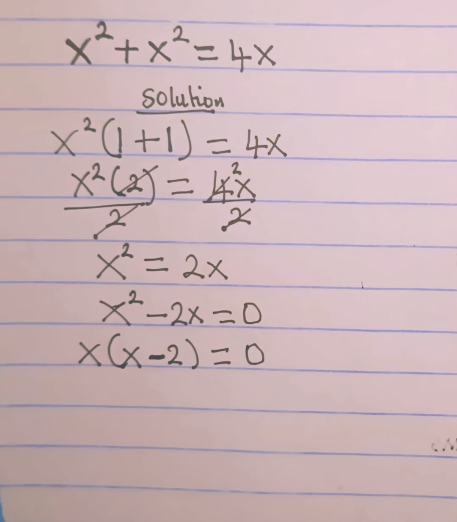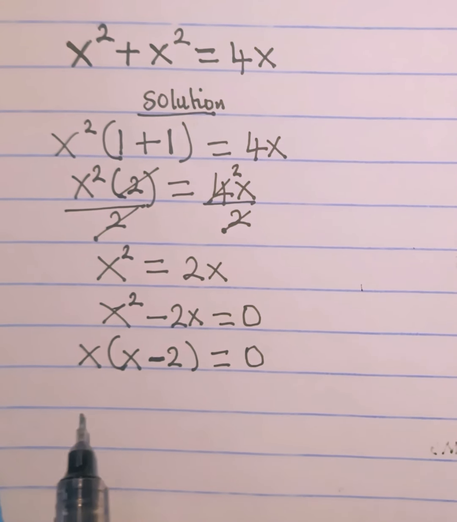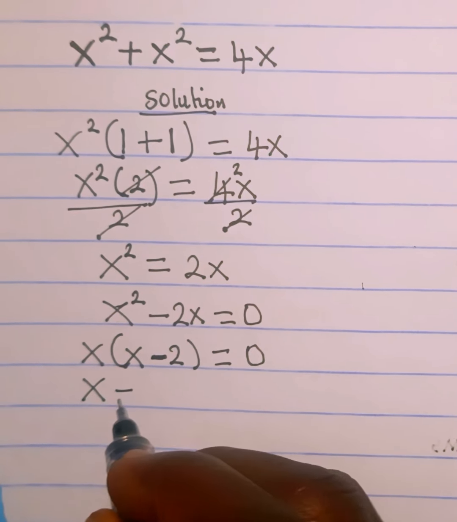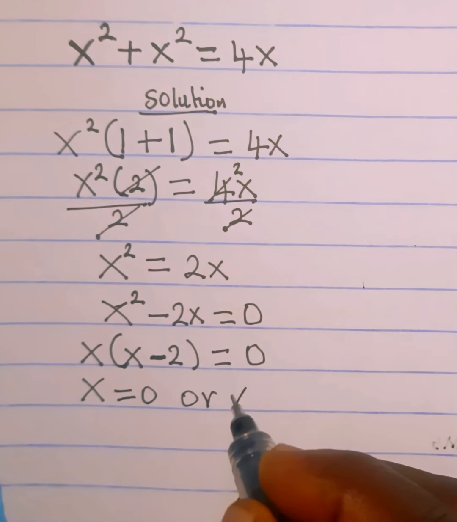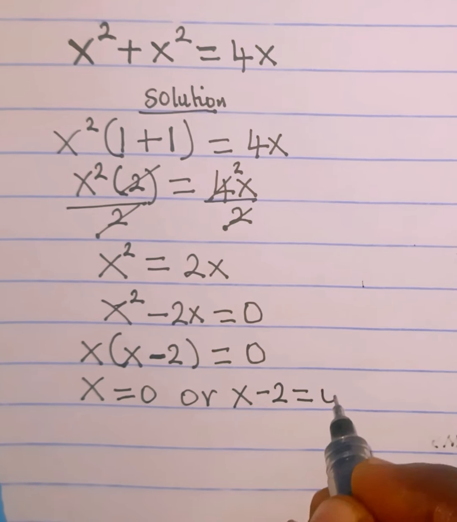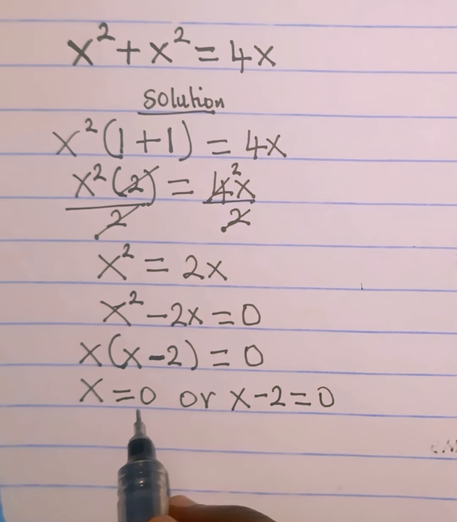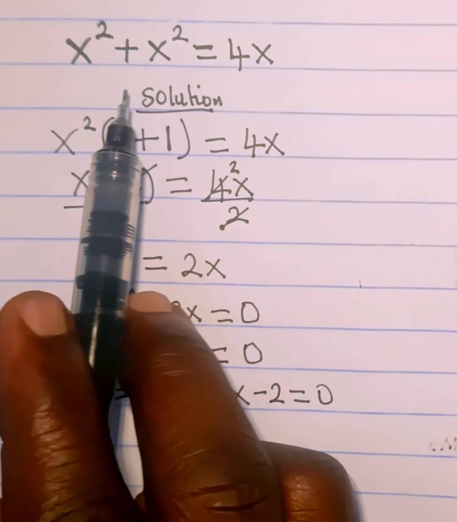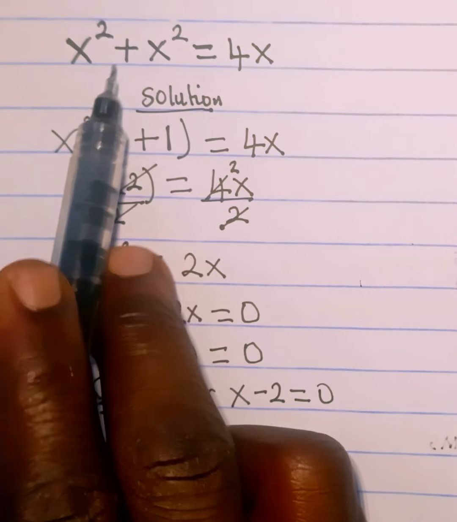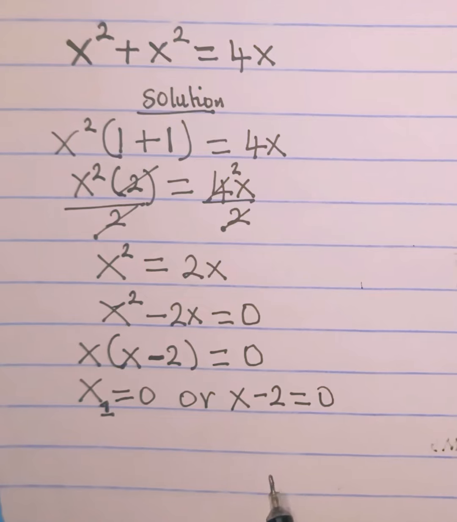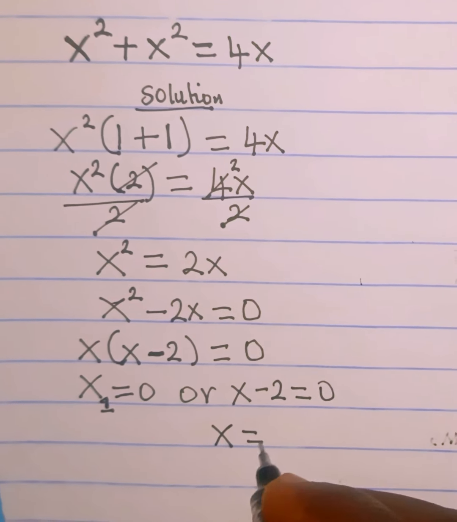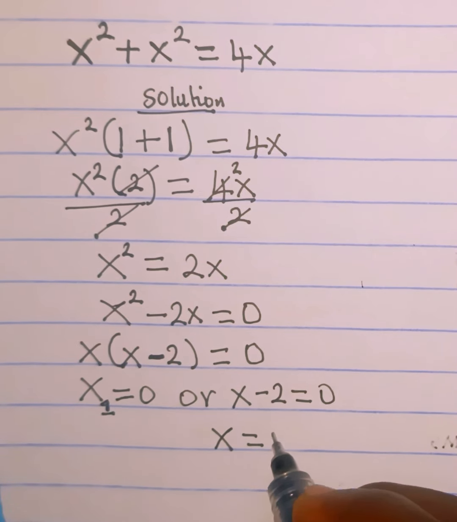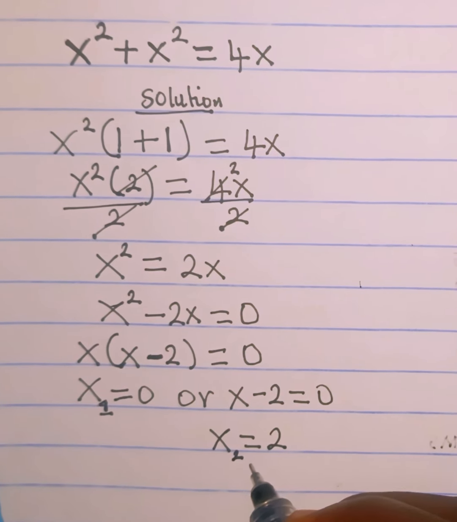So the next thing is for you to recall that when two terms multiply each other and the product is equal to 0, it's either the first one is equal to 0 or the second term x minus 2 is equal to 0. So this 0 you are seeing here is one of the solutions, because as you can see, the equation is a quadratic equation because the highest power of x here is 2. To get the second solution, x now will be equal to, when we take this negative 2 to the right hand side, it becomes positive 2. So this is the second value of x.